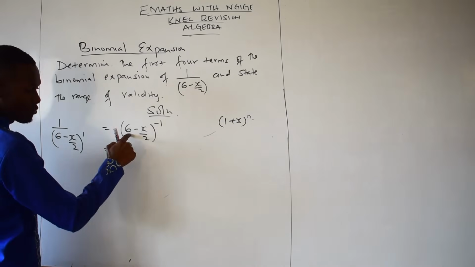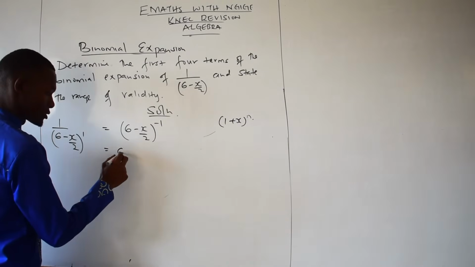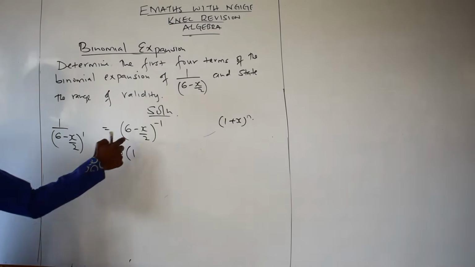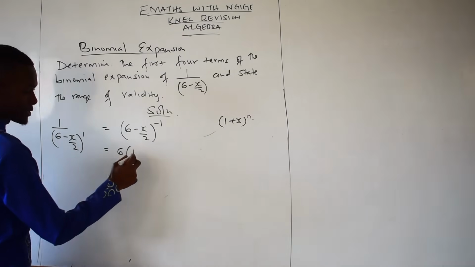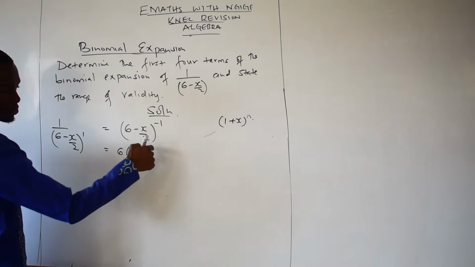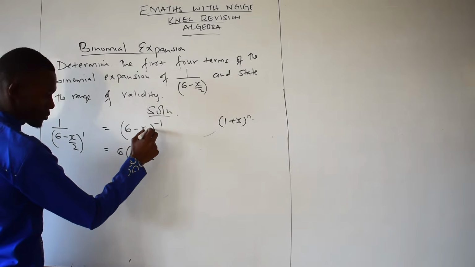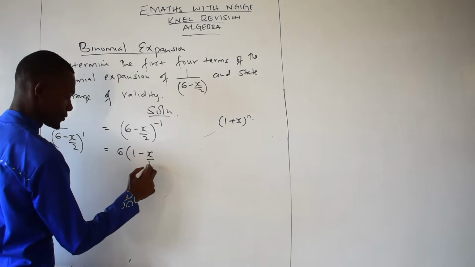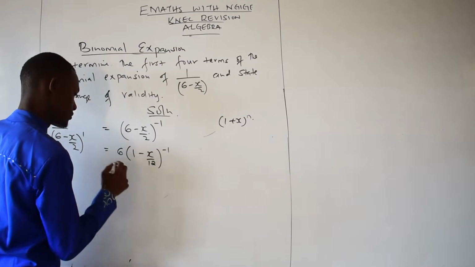So now we remove our constant term 6 outside. So we shall have 1 here because 1 times 6 gives you 6. Then divide by 6. So minus x. Now 6 times 2, because we are dividing by 6, this is the same as 1 times 1 over 6. So 6 times 2, which gives you 12, then to power of negative 1.